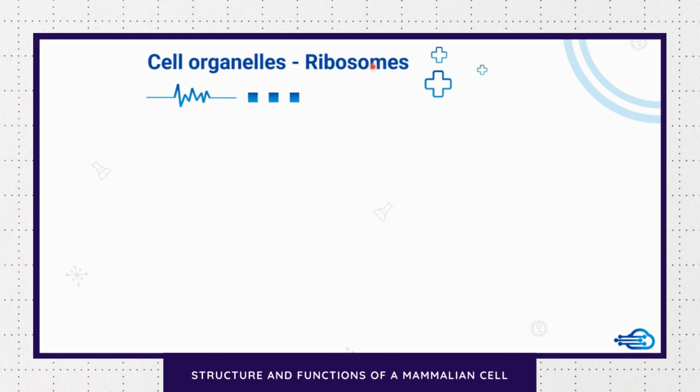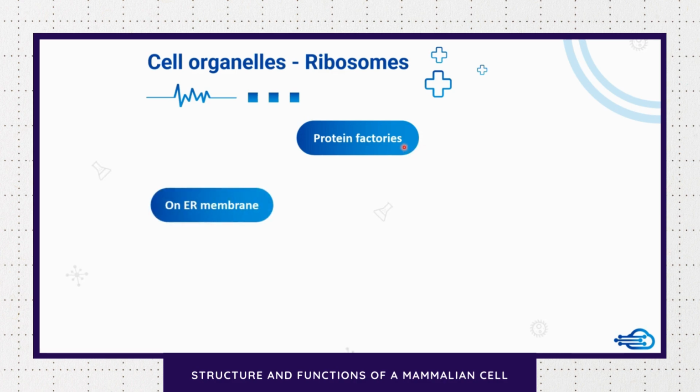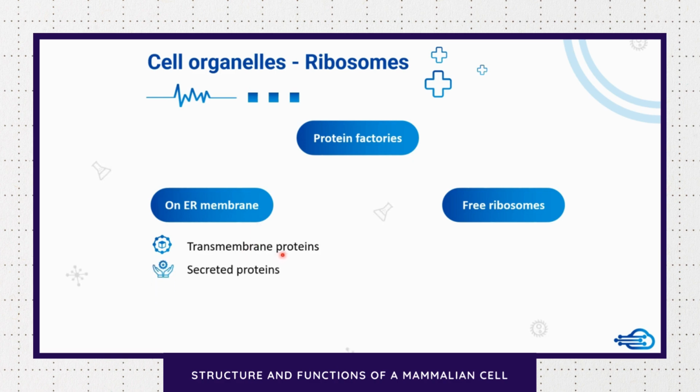Okay, now let's talk about another organelle, that is ribosomes. Ribosomes are the protein factories of the cell, that is, they synthesize the proteins, and there are two types. One is present on the endoplasmic reticulum membrane; actually, they are studded on the membrane of the endoplasmic reticulum, and then there are free ribosomes. The ones present on the endoplasmic reticulum membrane are responsible for synthesis of transmembrane proteins, secreted proteins, and the proteins that are stored in lysosomes.